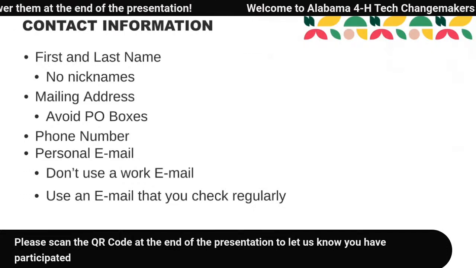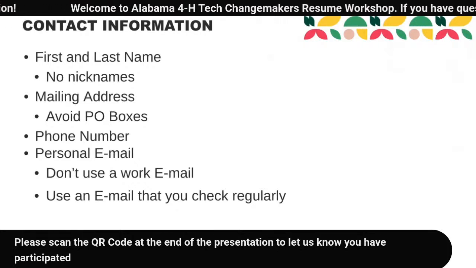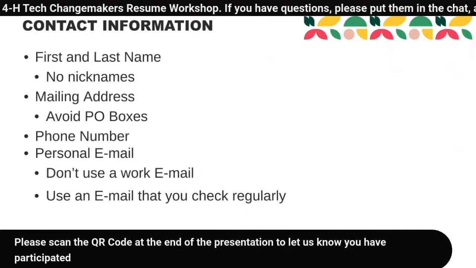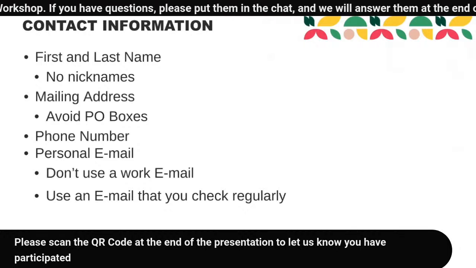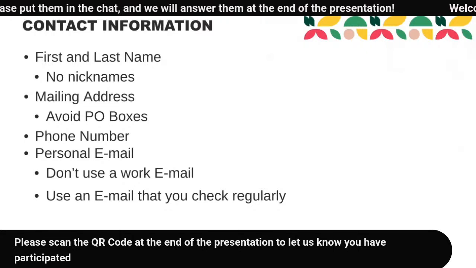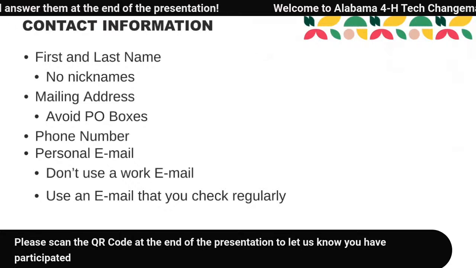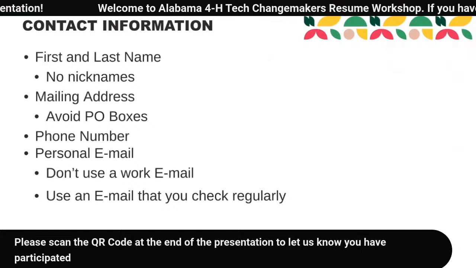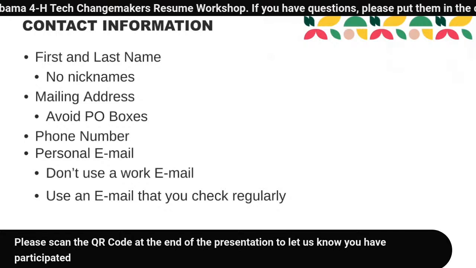And then you've got your mailing address. By all means, you want to avoid P.O. boxes, so that if they have to mail you anything, it's mailed straight to you. A P.O. box is just harder to get to. And then you have your phone number on there. I know most people know their phone number, but it's always a good idea to double check on your phone, so you can make sure everything's good on that front.